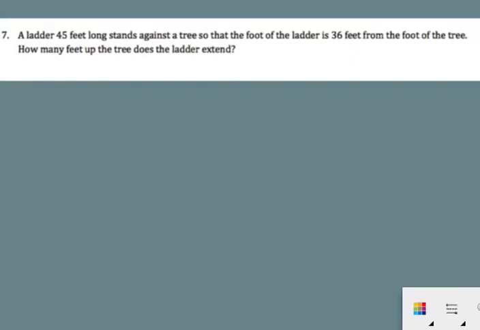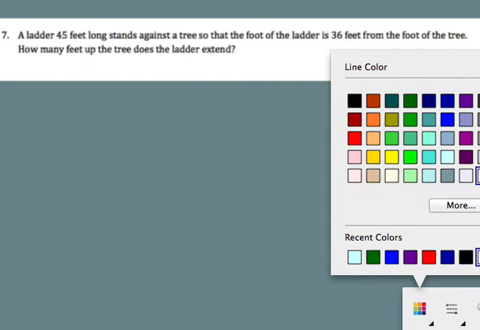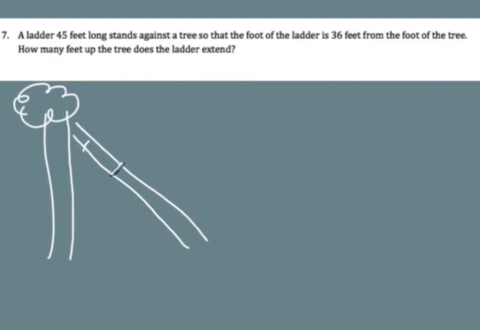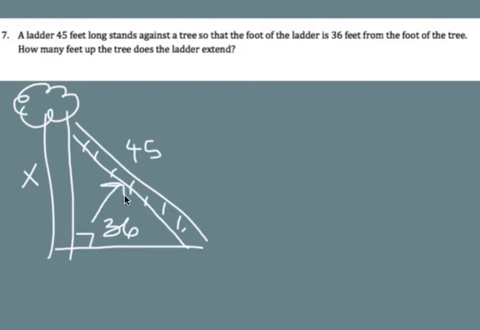Let's take a look at number 7. You're about to see some beautiful drawings on my part. So here's the tree. We're going to have a ladder that's 45 feet long standing up against that tree. The ladder's base extends 36 feet from the foot of the tree. So we want to figure out how high up it is. So let's go ahead and do that. This right here is going to be our right angle. That makes 45 our hypotenuse. So x squared plus 36 squared is going to be equal to 45 squared.